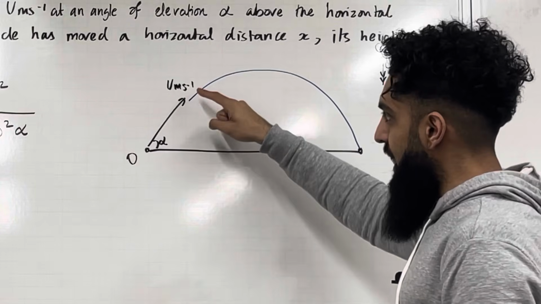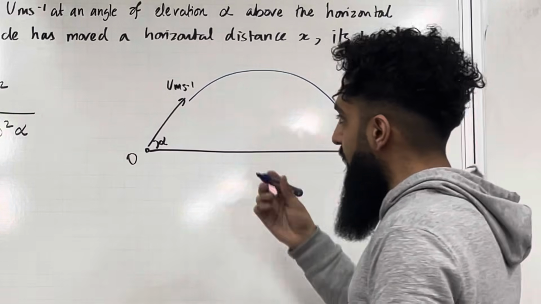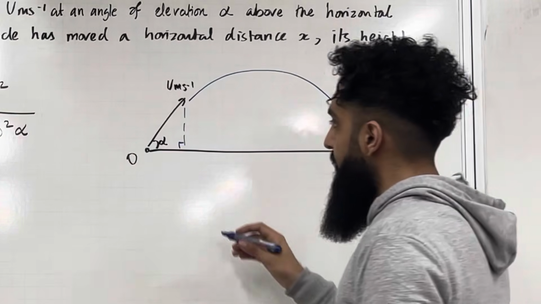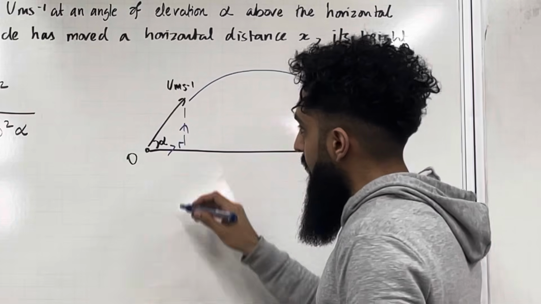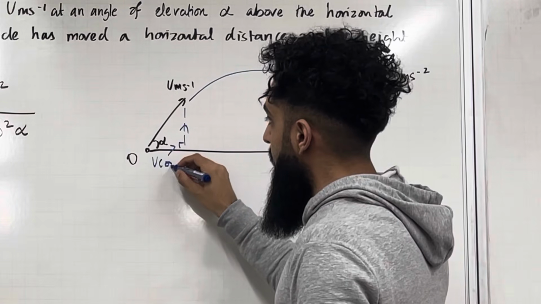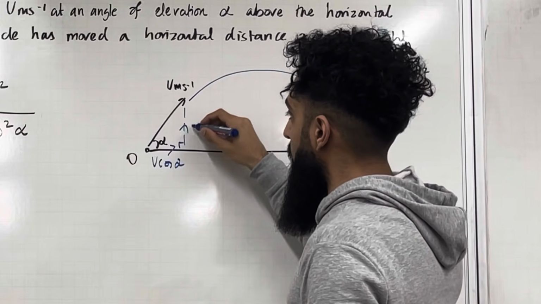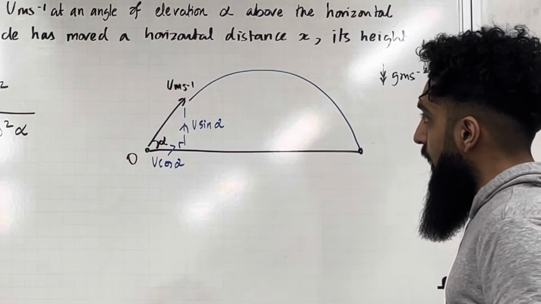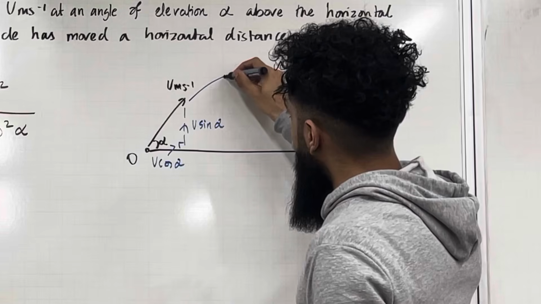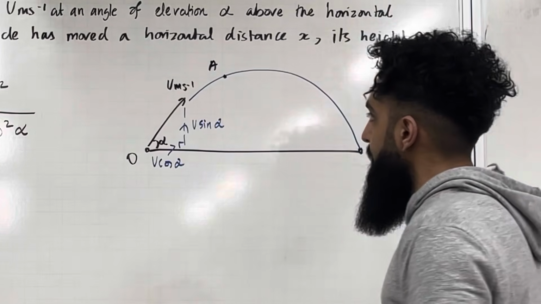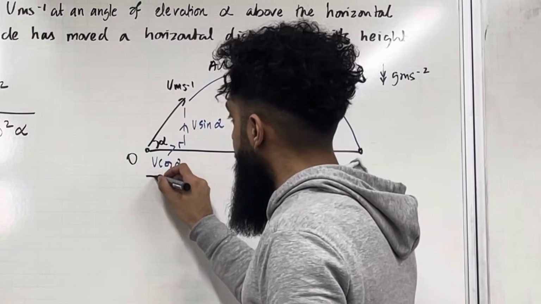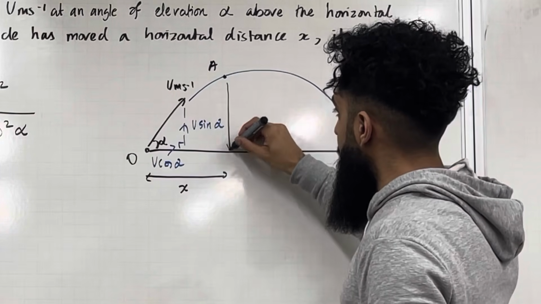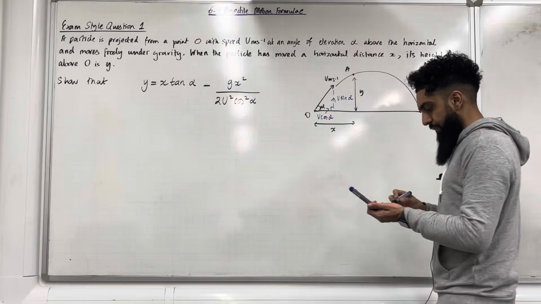Now for this speed over here, we have component speeds. We can form a right angle triangle. Put in our arrows. This over here is the adjacent, so it will be u cos alpha. This here is the opposite, so it will be u sine alpha. Okay, consider this point over here to be point A. Now the horizontal distance, we can call it x, and the vertical distance, we can call it y.